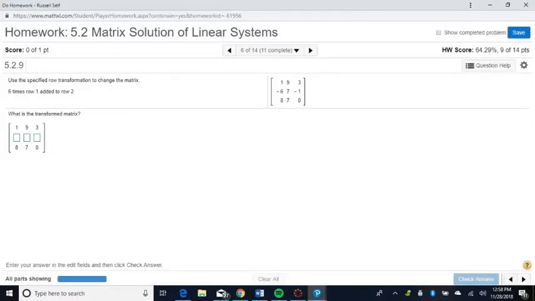Okay. Now, 6 times row 1 added to row 2. So we're just going to multiply everything in row 1 by 6, then add it to row 2, and put those new numbers there. That's all on you.